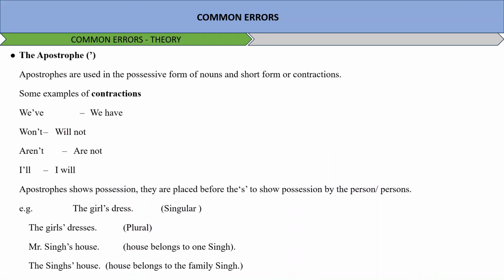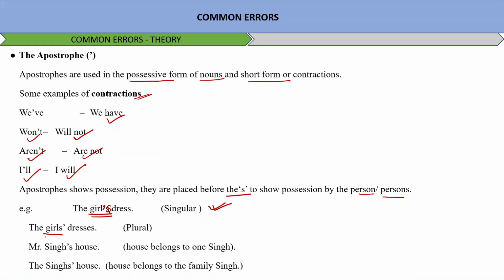Next, where do we use an apostrophe? Apostrophes are used in the possessive form of nouns and in short forms or contractions. Some examples of contractions: won't, will not; aren't, are not; I'll, I will. An apostrophe shows possession also. It is placed before the S to show possession by a person. For example, the girl's dress. This is a singular subject. I will use apostrophe S.